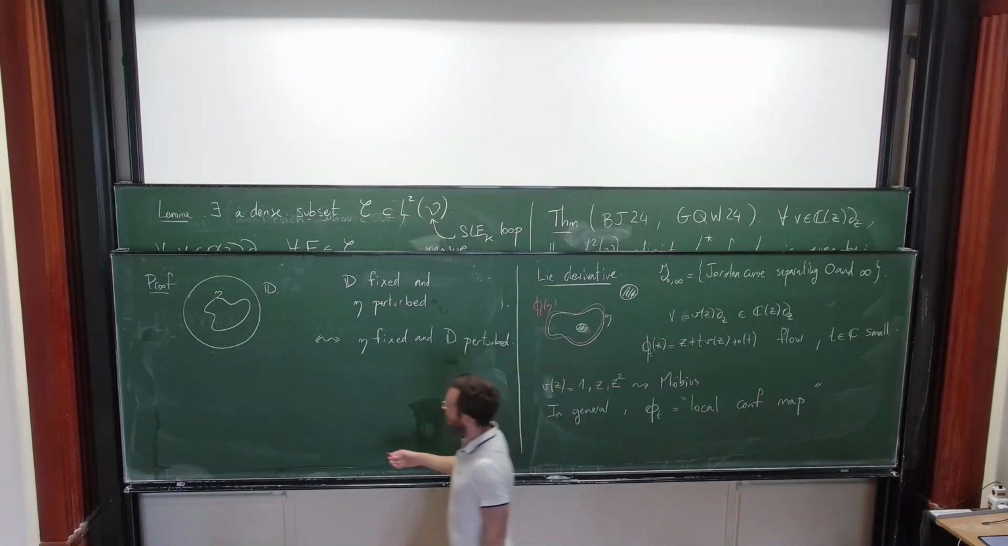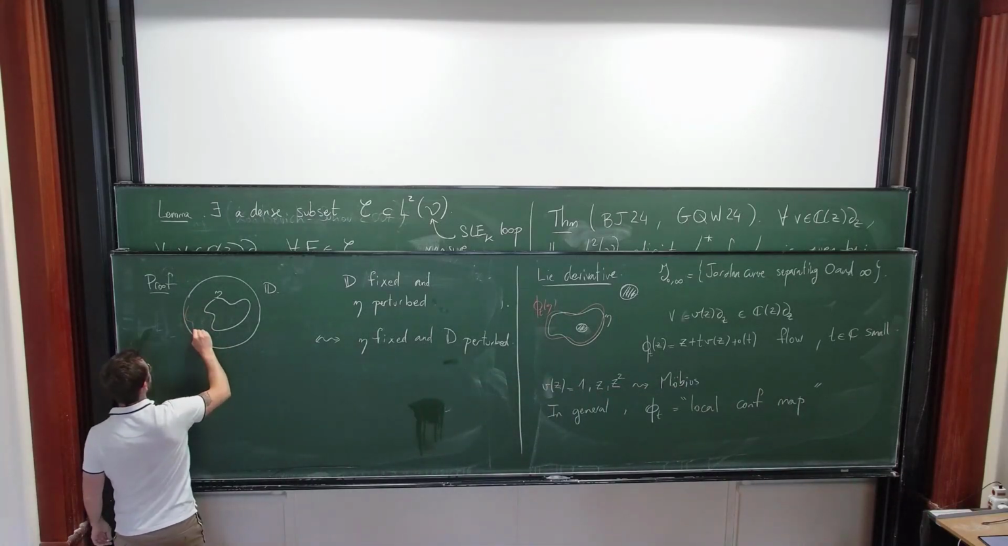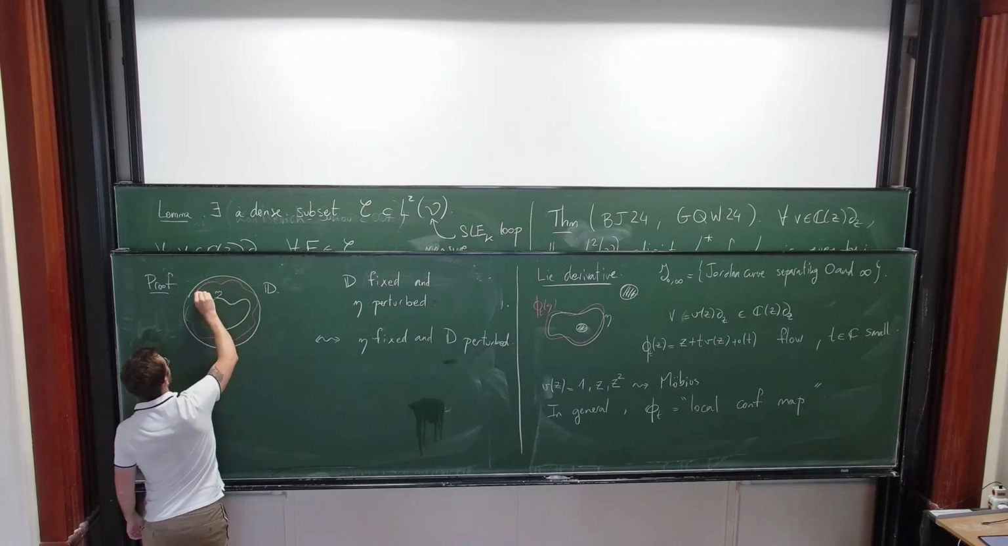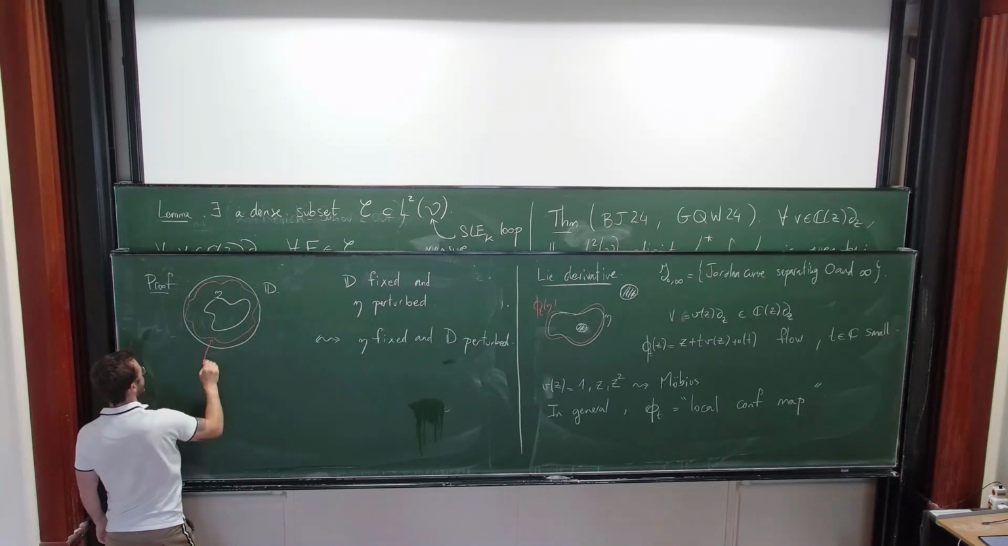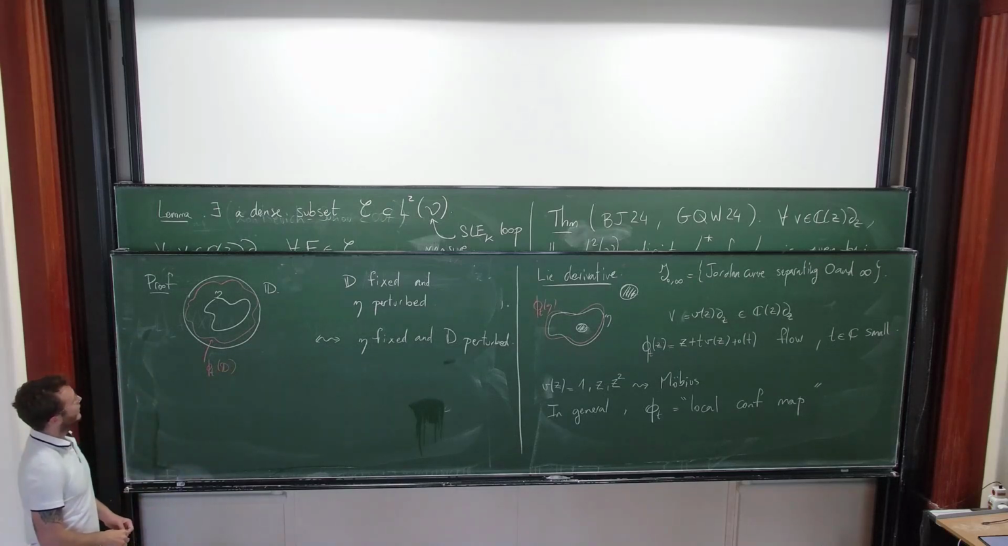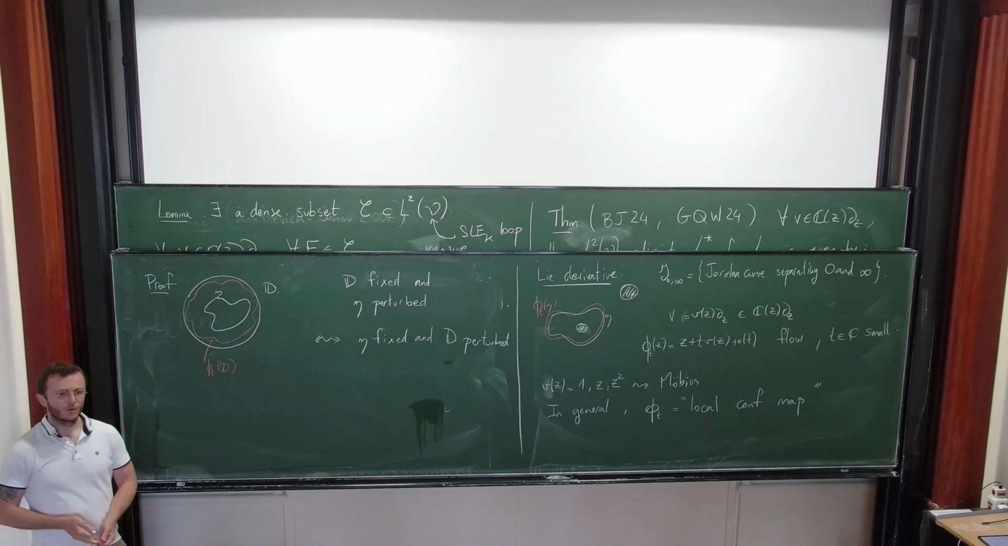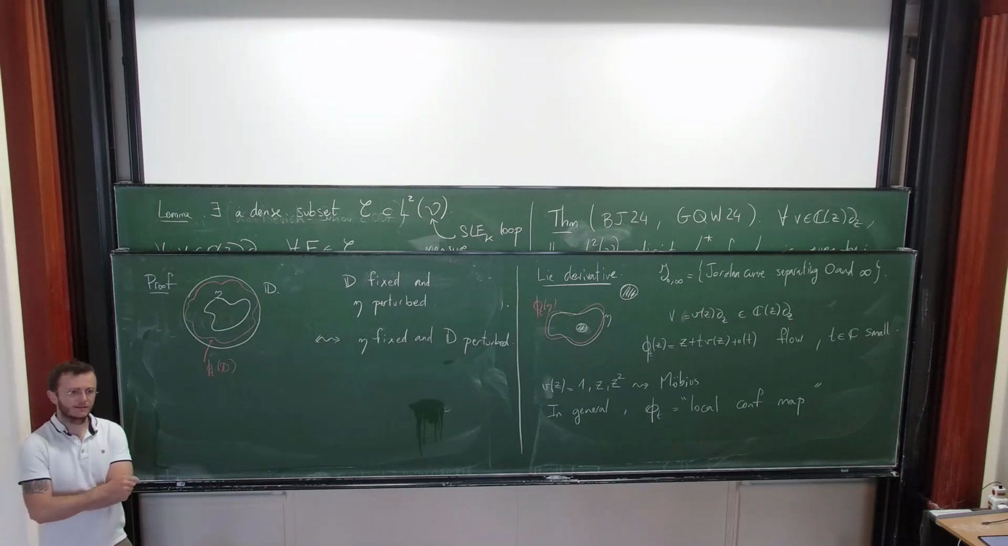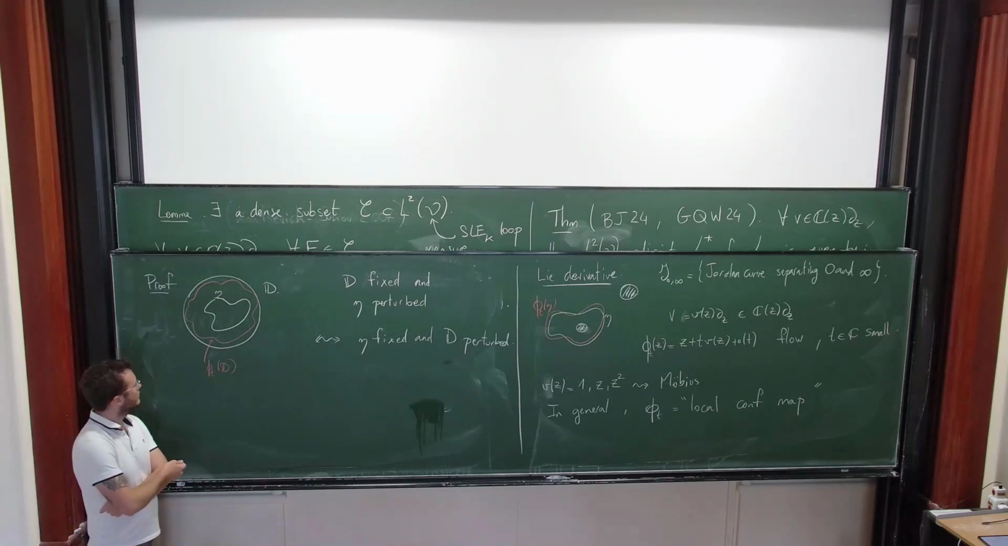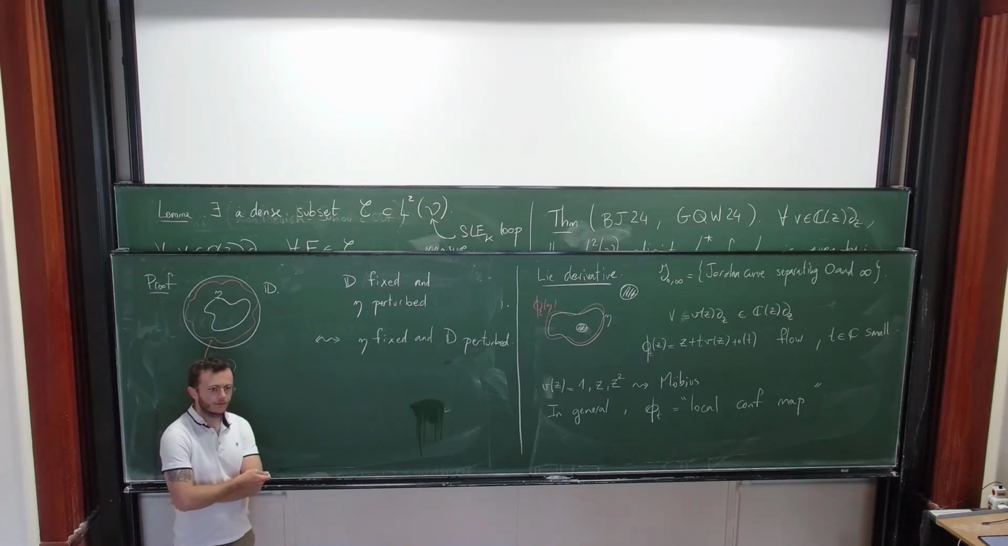So now I will fix eta and I will change a little bit my domain. So now this domain will be phi t of D. And I want to understand what does this thing do on my curve eta when I'm changing a little bit my domain D. Should be phi minus t maybe. It's fine. If you want to move eta by phi t, it should be the same as moving D by phi minus t. Yes.